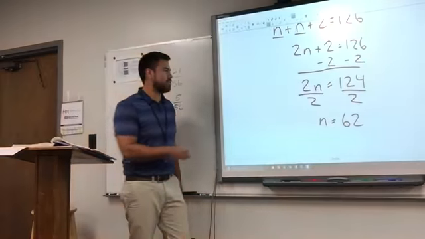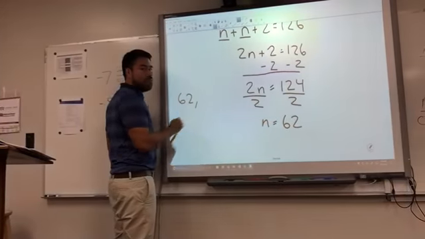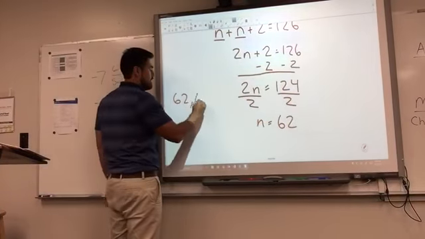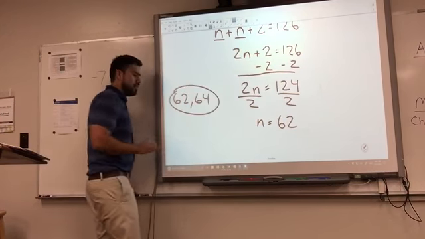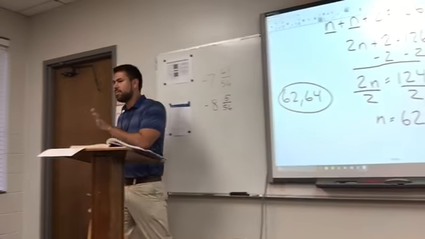That's n equals 62. 62 and 64. That's the next consecutive even integer. All right, listen up, guys.